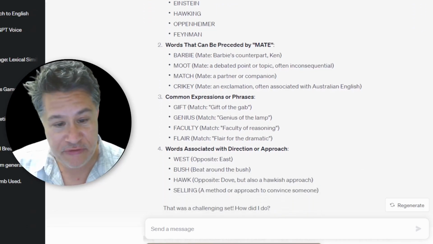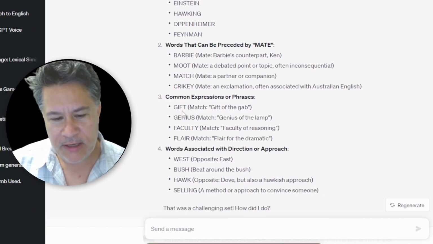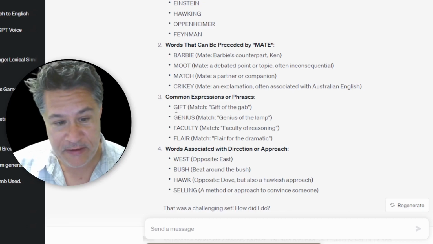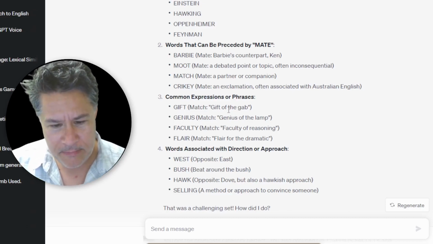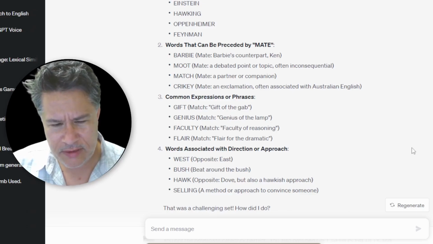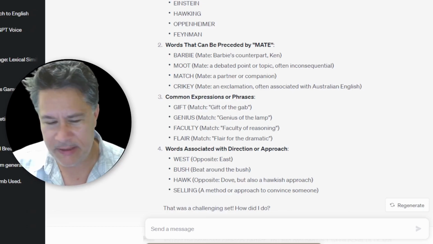However, guess what, guys? Another perfect round. Common expressions or phrases. So that's not the correct category name. We were looking for talent, but she nailed it. She found gift, genius, faculty, flair. I think it was a little bit of luck because those are kind of clever names and phrases. But in any case, a little bit of luck, I'd say.